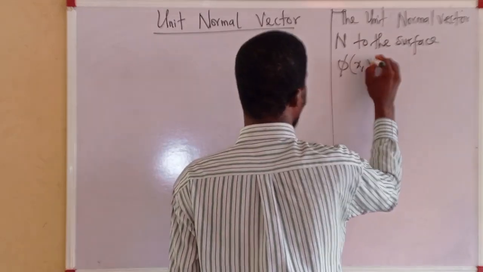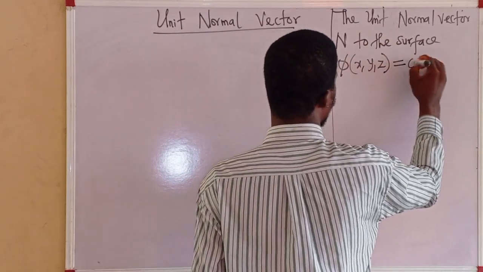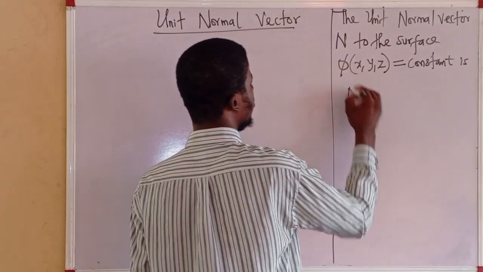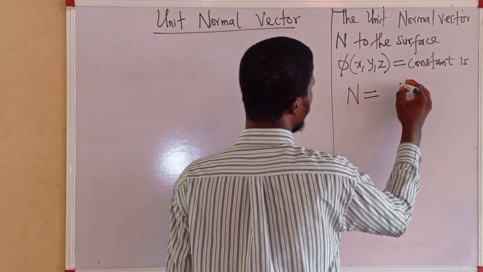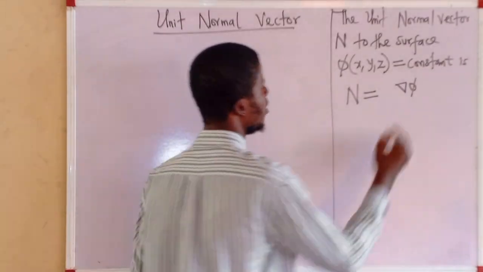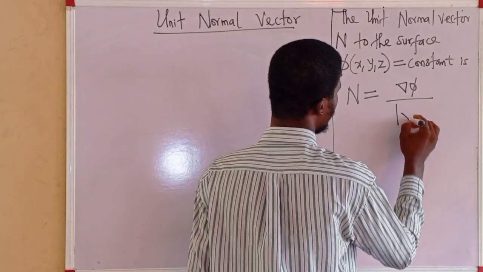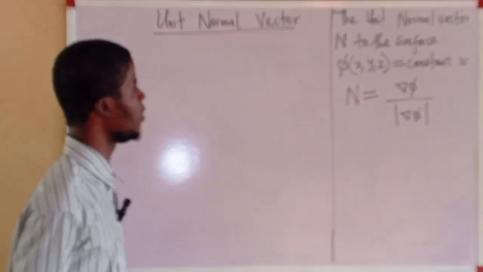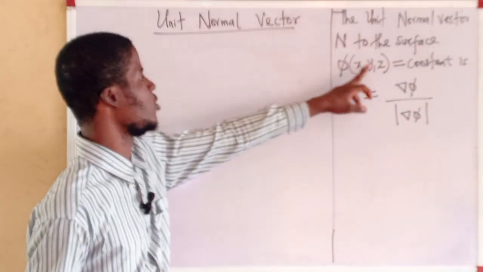phi of x, y, and z, which is equal to a constant, is this. The unit normal vector is equal to the grad of the vector field, grad of phi, divided by the modulus of the grad of phi. This gives the unit normal vector n to the surface.